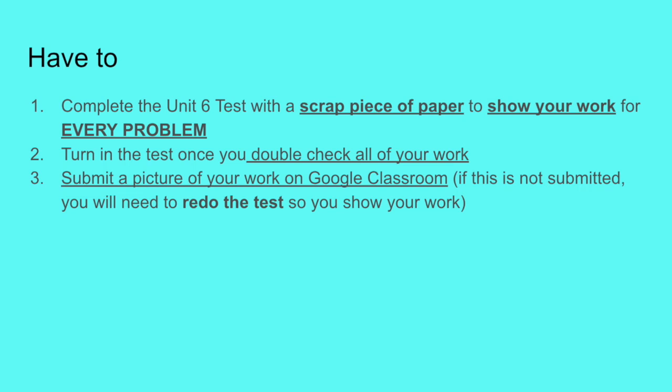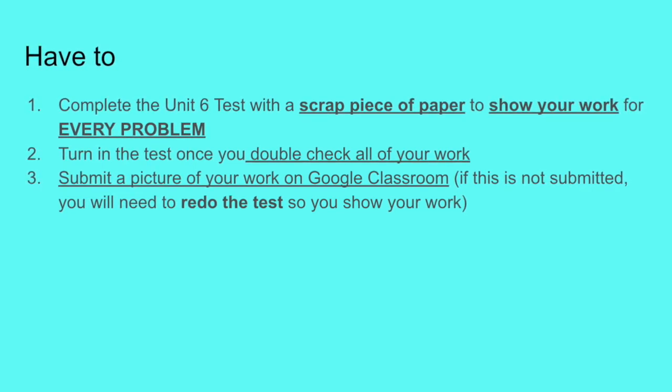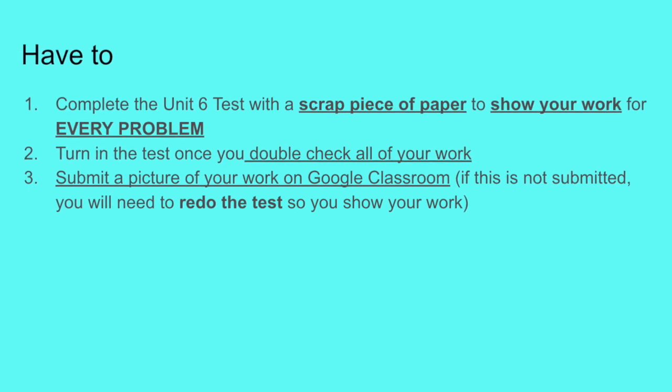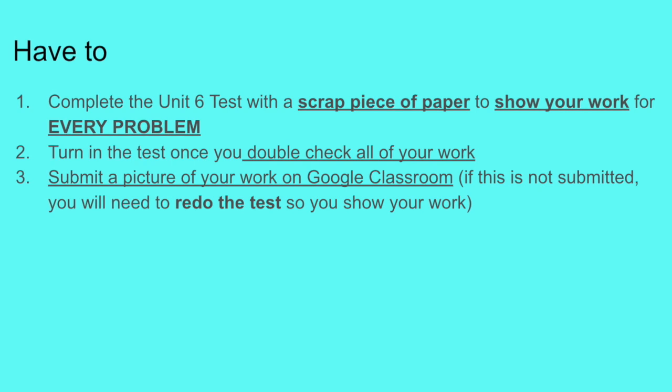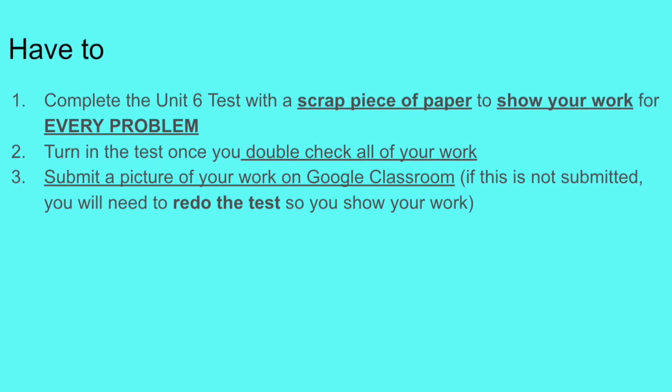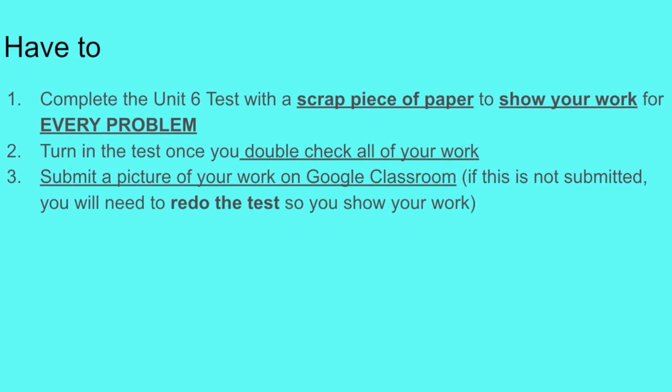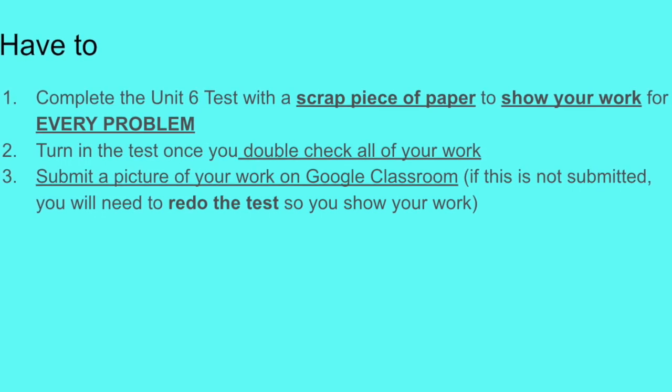So now I'm going to pull up and read your have to. Your have to is to complete the Unit 6 test with a scrap piece of paper to show your work for every problem. And then you need to turn in the test once you double check all of your work. You need to double check your work and make sure you answered all the questions. And then you need to submit a picture of your work onto Google Classrooms.